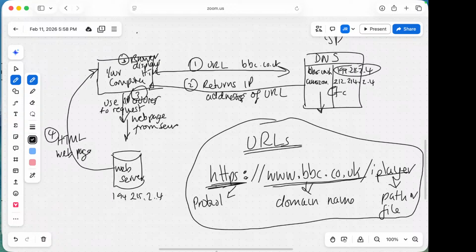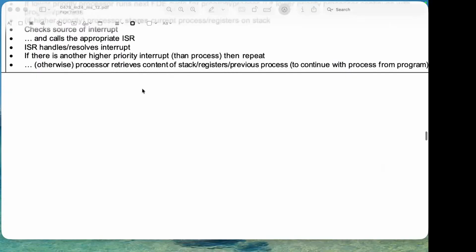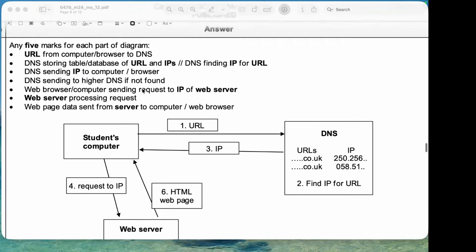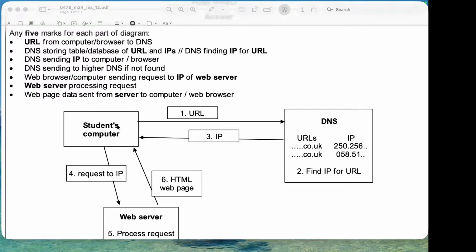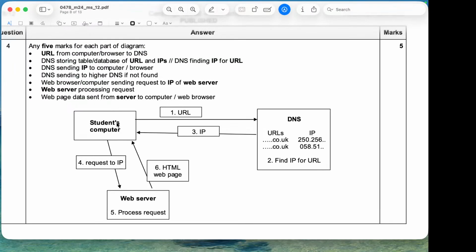Okay, so if we just have a quick look at the mark scheme for that, they've got a few other different bits in it, but essentially it's the same as mine. URL from the computer to the DNS. DNS looks up the IP address, sends it back to the computer. The browser then requests the web pages from that IP address, and the web server processes it and then sends it back to your computer, which then displays it.